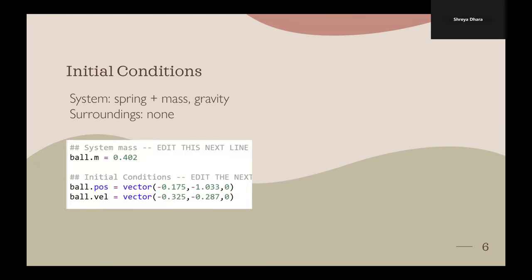So for the initial conditions, you can see that our system is the spring and the mass, and then gravity, and then our surroundings is pretty much nothing in this case. And then the mass of our ball is 0.402, and then I also added in the initial position and velocity vector, which are shown below.